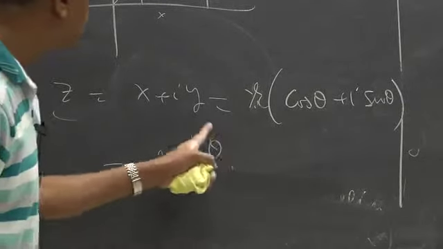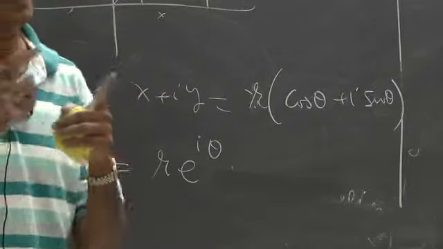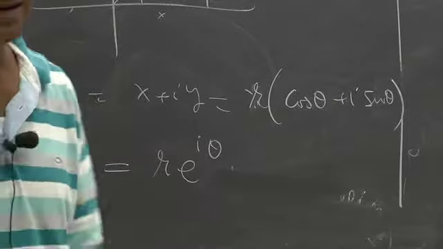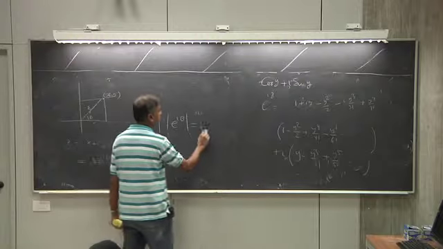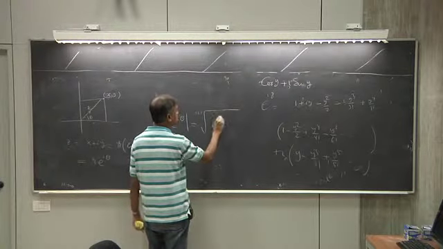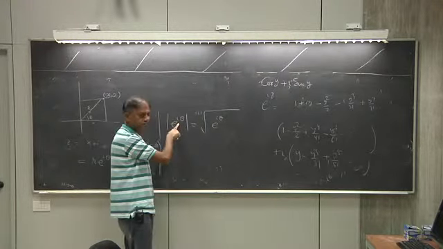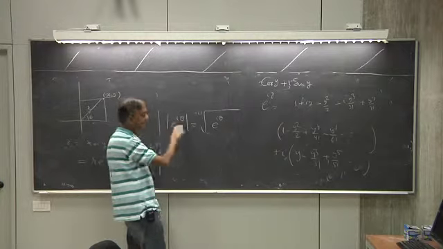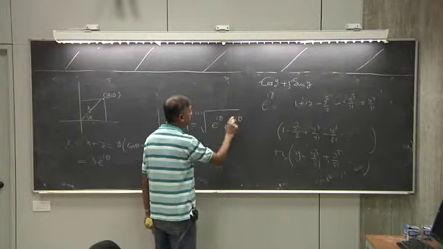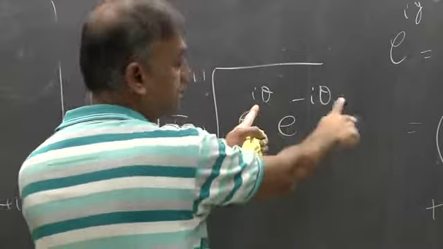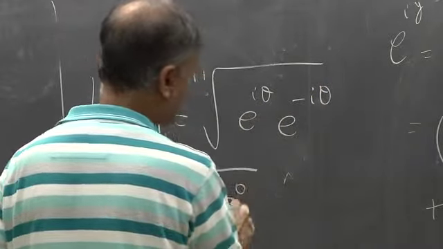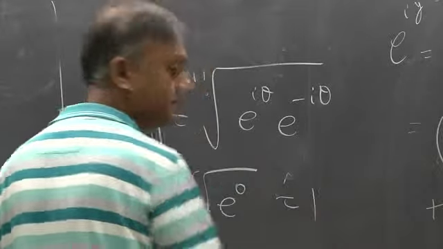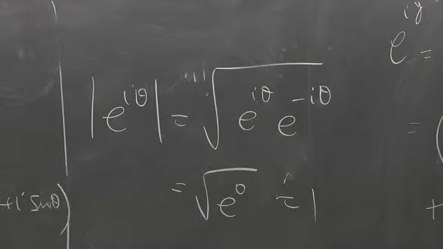In fact, you can also see what e to the i theta is. e to the i theta has modulus 1. Because if you take the modulus of e to the i theta, that by definition is the square root of e to the i theta times its complex conjugate. When you take the complex conjugate, it's just minus, so e to the minus i theta. Use the fact that for the product of two exponentials, you just add the exponents. So this becomes the square root of e to the 0, which is 1. So it is 1.